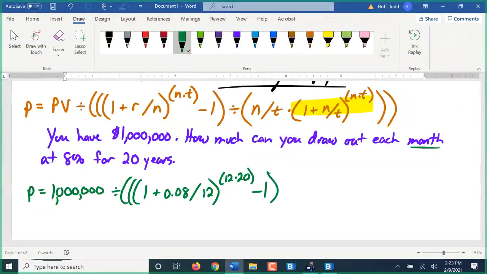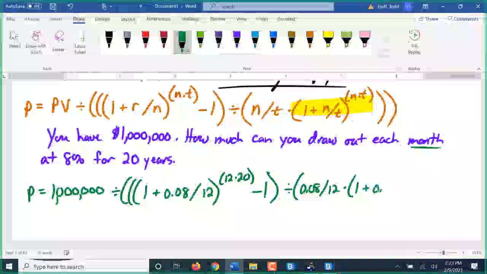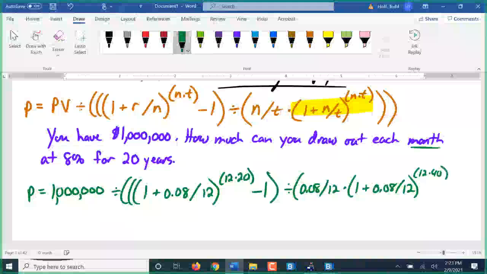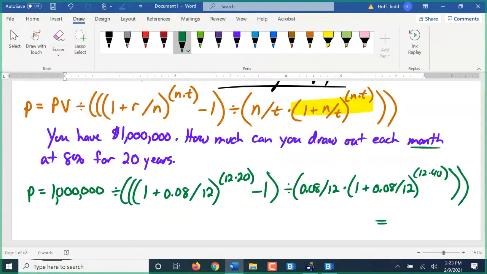Minus 1, close parentheses, divided by 0.08 divided by 12 times parentheses 1 plus 0.08 divided by 12, close parentheses, power of 12 times 20, close and close. You can see this formula takes up quite a bit more room.